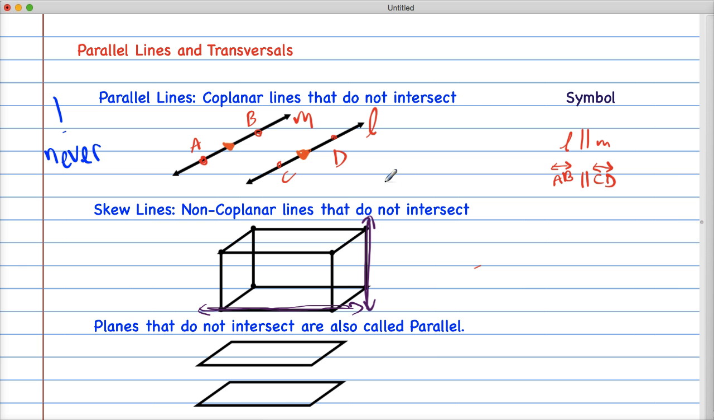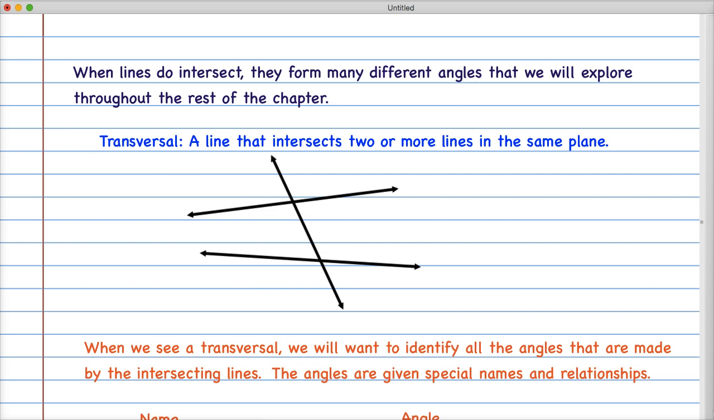Okay, so we've talked about parallel lines. We've talked about lines that don't intersect. What about lines that do intersect? That's another important concept. So when lines intersect, they form a bunch of different angles, right? Anytime I have two lines that intersect, there's 4 angles right there. Now when I start drawing multiple lines together, then I have a bunch of different angles, okay?